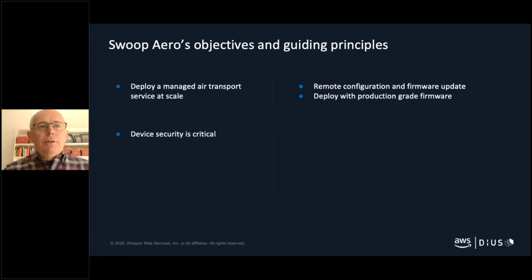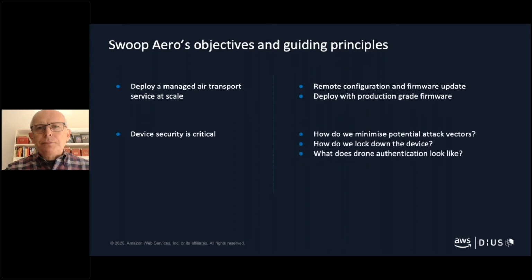The next bullet here really is around device security and the fact that it is critical, in particular with a device like this that is out there. We need to consider not just the physical security aspect and the implications across the board, but all the different layers within the drone from a software perspective. So really we need to look at how we minimize potential attack vectors. How do we lock down the device, not just on the periphery, but internally as well? And then what does drone authentication look like? So how do we ensure that only drones from Swoop are operating under this service?